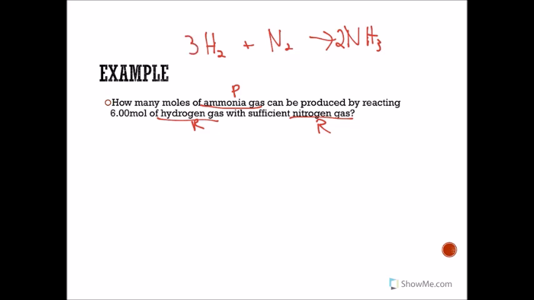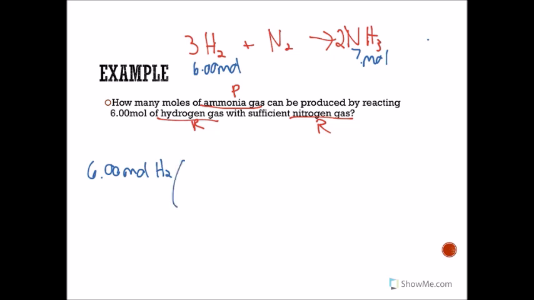And then we write our knowns and our unknowns. So our knowns, we have 6 moles of hydrogen gas. And it's looking for how many moles of ammonia gas are produced. And then we start with our number given to us in our question. We convert it to moles. It's already converted to moles.